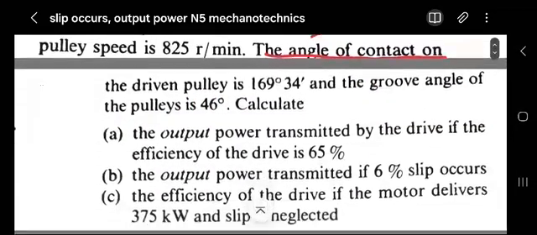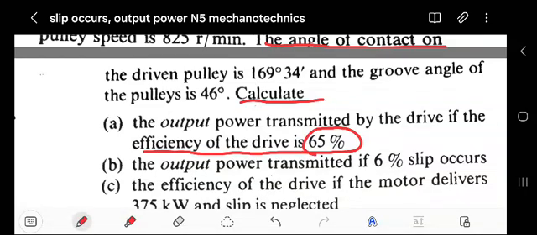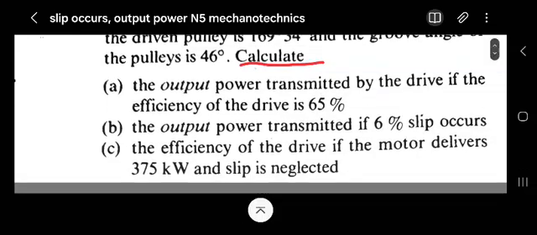It says here: calculate the output power transmitted by the driver. Sorry, I was saying river, no, sorry about that. By the driver, if the efficiency of the drive is 65%, then in part B we're supposed to do that. Okay, let's start with A. We have been given all of these things.